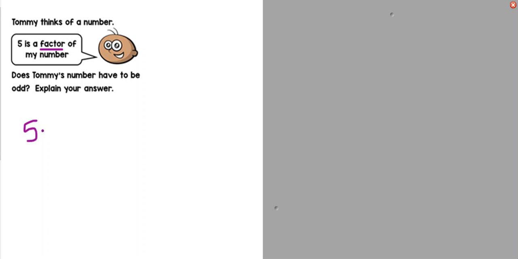So pause the video now. Maybe try a few numbers out with 5 being a factor, okay? And see if you can make it work. Pause the video now and have a go.